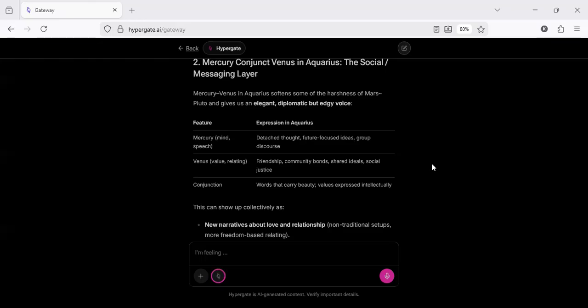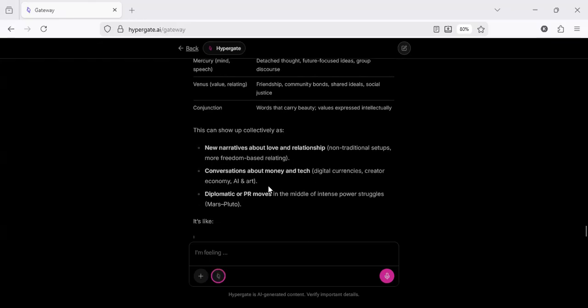In the conjunction, words that carry beauty, values expressed intellectually, right? I love it. Words, Mercury, that carry beauty, Venus, then values, Venus, expressed intellectually, Mercury. You just keep constantly combining these when we're looking at aspects. And the conjunction is mushing together. If it were a square, it would be bouncing off of each other. You can't blend it. Anyway, this is a nice one now, hopefully.